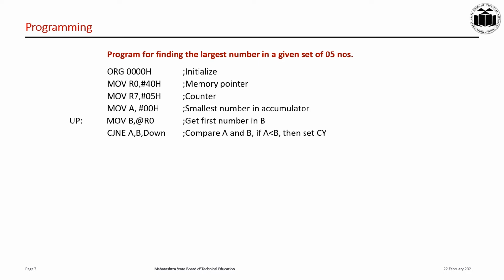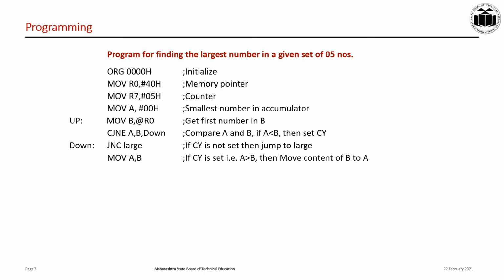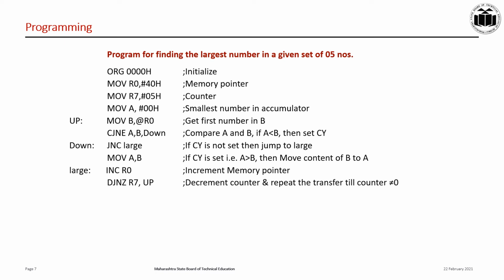If the content of accumulator is less than register B, then carry flag will set. So we will check for carry not set by using instruction JNC. If carry is not set, then move to label large. Otherwise, move the content of B register to accumulator. Then we will increment the memory pointer by using instruction INC R0 and decrement the counter R7 by using instruction DJNZ.